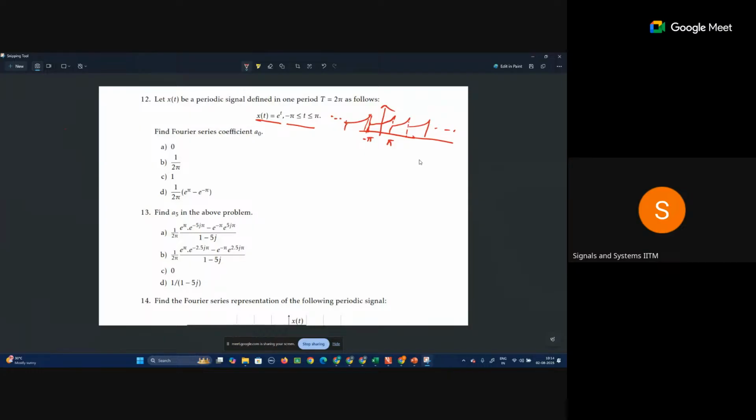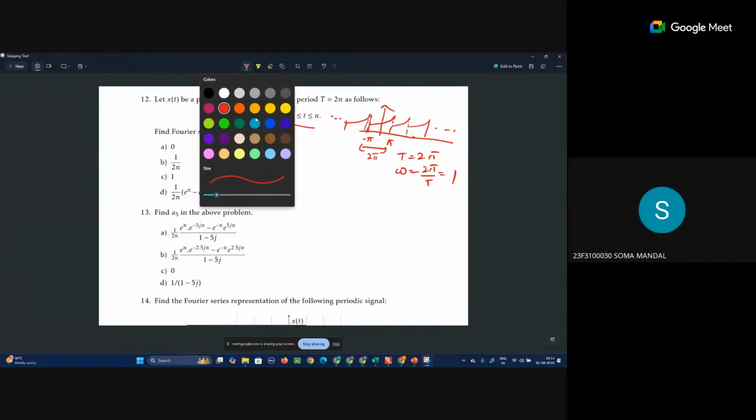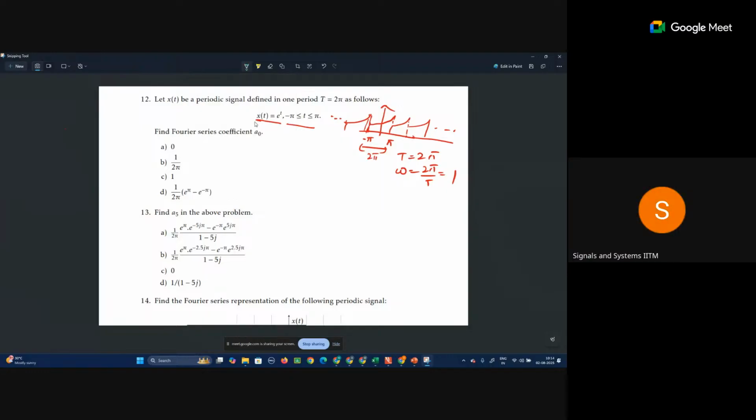This is how the graph will be. The time period is 2 pi. So if T is 2 pi, omega is 2 pi by T. So as T is 2 pi, we'll be getting omega as 1. Right? Can anyone respond? Yes, ma'am. Clear. Everyone is clear with this graph, how we got it, right?